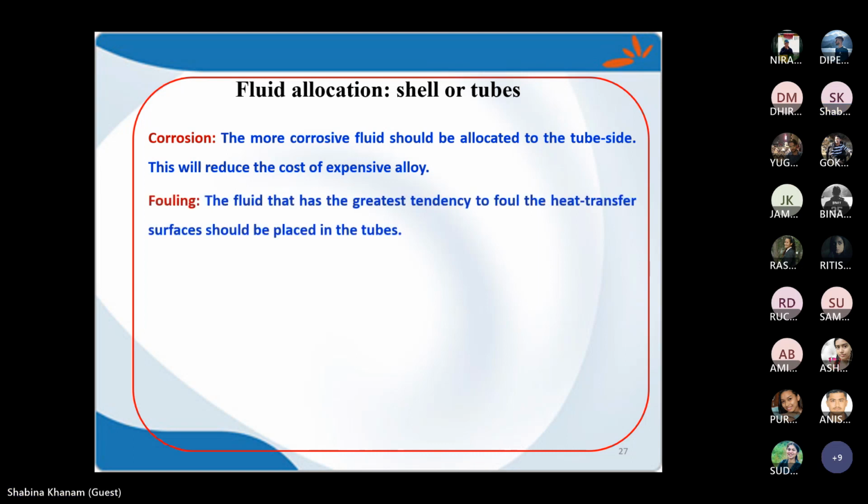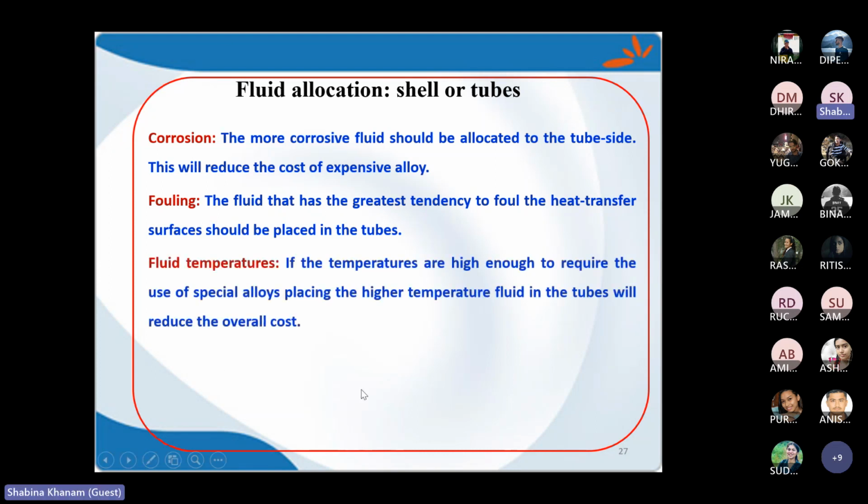Similarly, if you are considering fouling, I hope you understand the difference between corrosion and fouling. Corrosion damages the material by reactions. Fouling is only the deposition of material on the heat transfer surface. So if a more fouling fluid is there, you need to place it on the tube side, not the shell side.